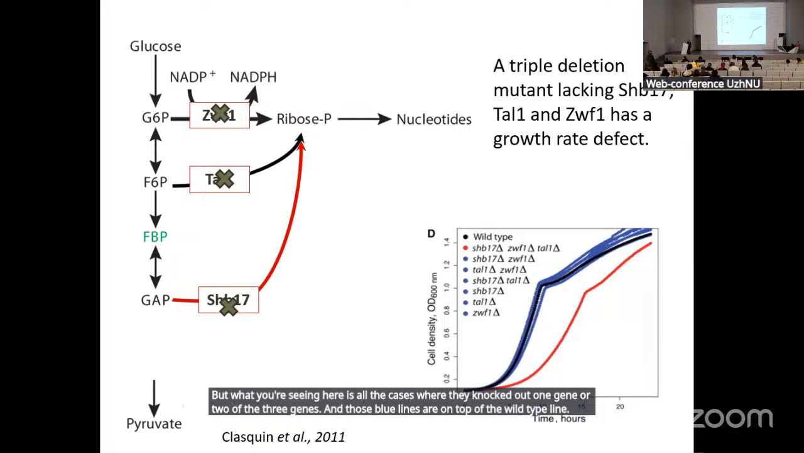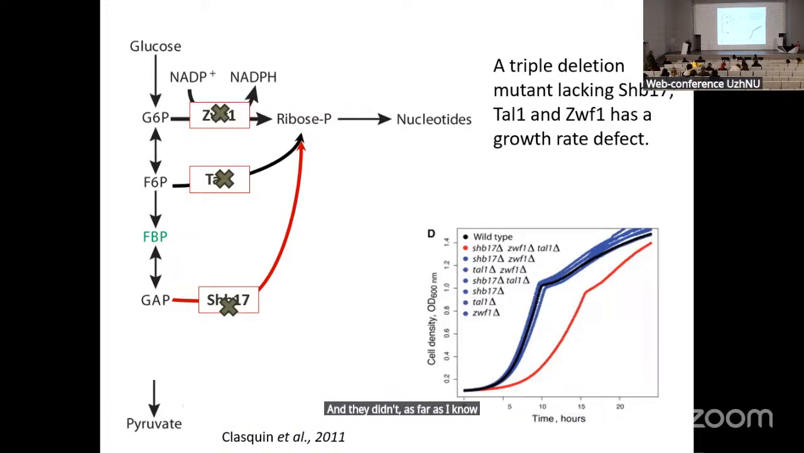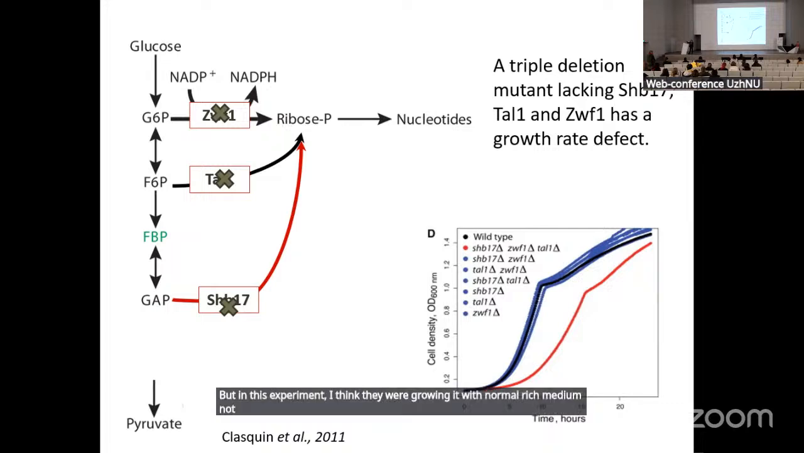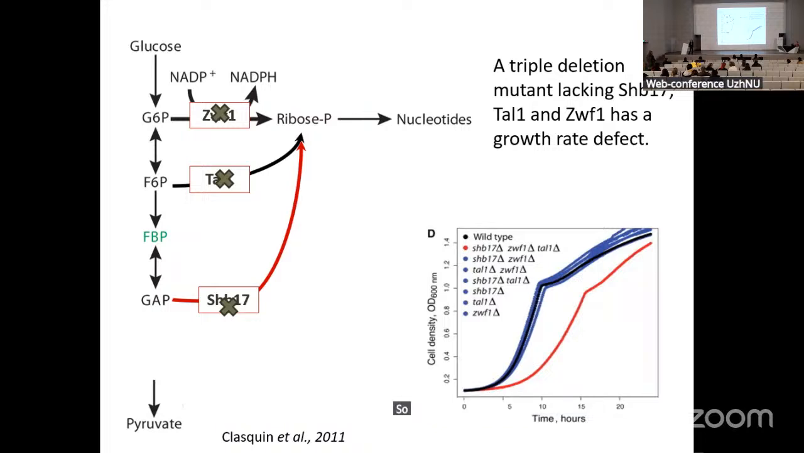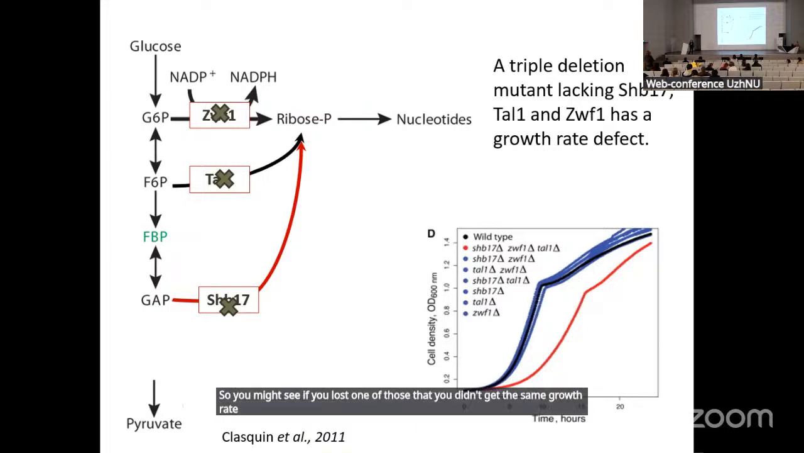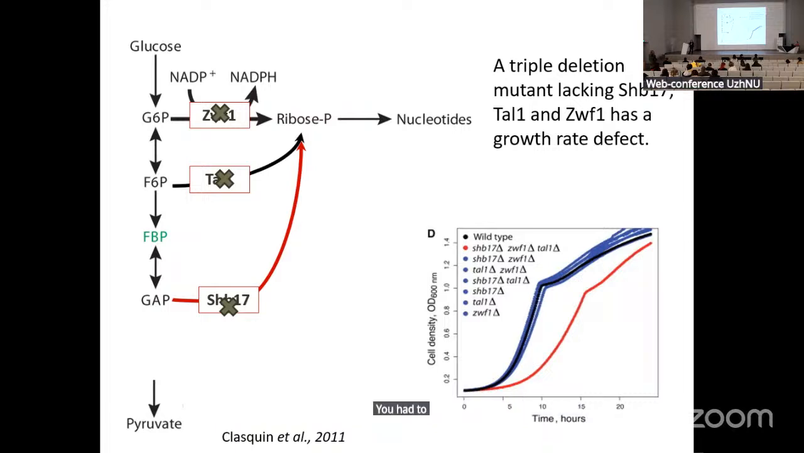And as far as I know, they did experiments with nutrients. But in this experiment, I think they were growing it with normal, rich medium, not experimenting with different kinds of challenging carbon. So you might see, if you lost one of those, that you didn't get the same growth rate under some sort of challenging conditions, and they grew them under normal oxygen conditions. But in those conditions, you had to knock out all three to get the growth defect. Great question.